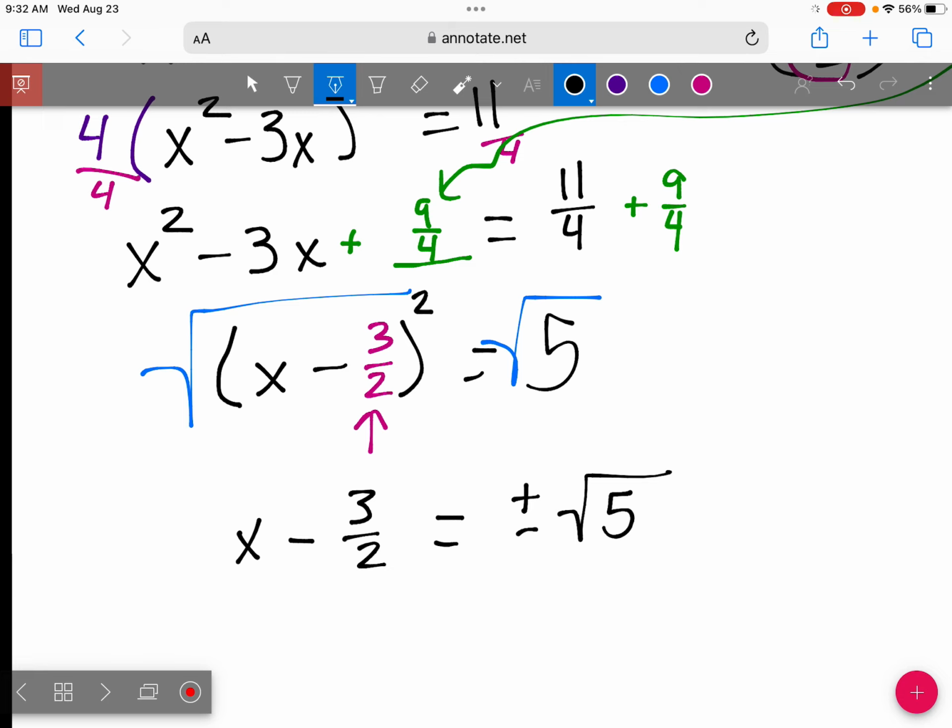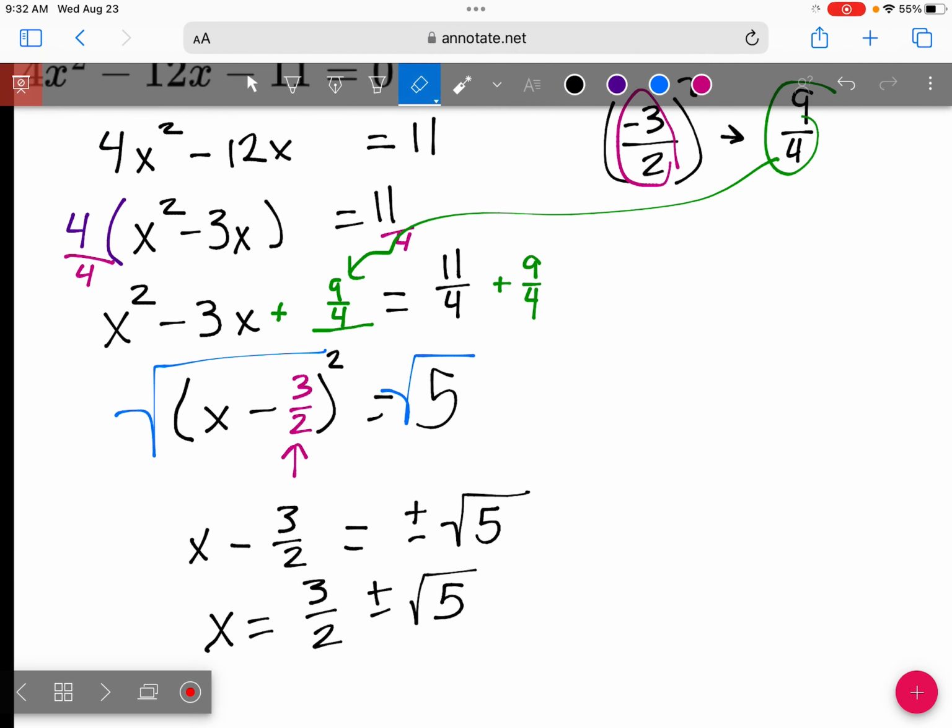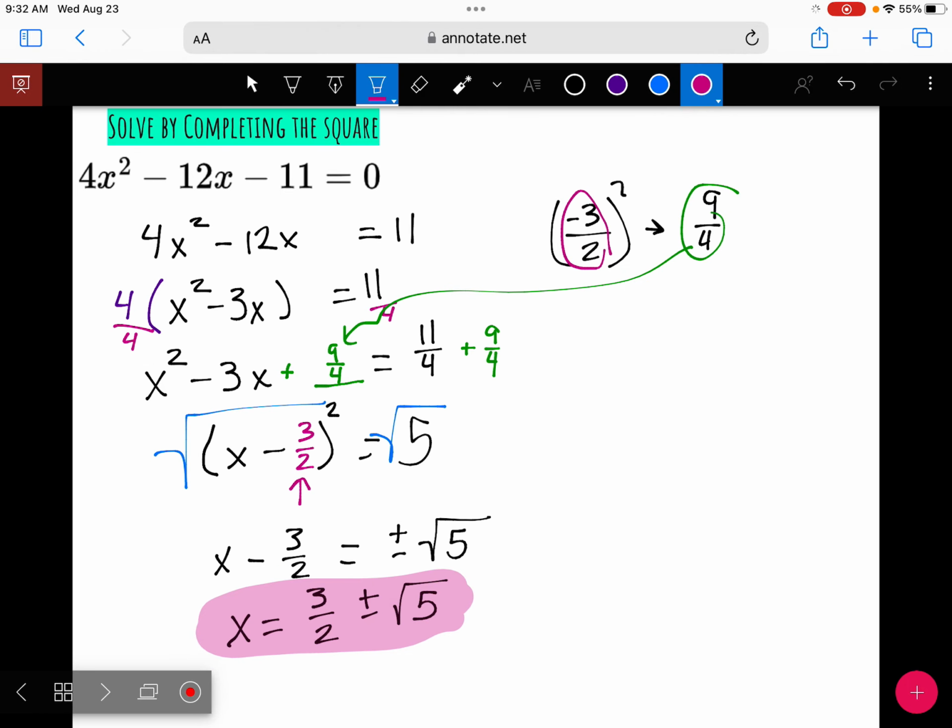Get x by itself. x equals, add 3/2 to both sides, so we get 3/2 plus or minus the square root of 5. And that is our answer when we solve by completing the square. If you were to solve this with the quadratic formula, you would get the exact same answer. It's just a different approach to it.